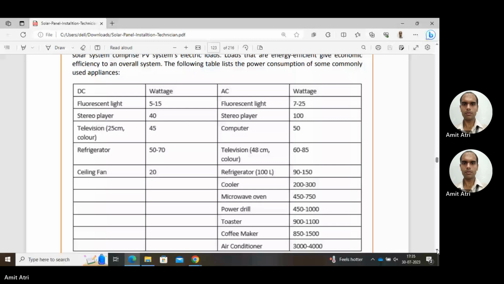This one is a 100 watt, 100 liter refrigerator. If it is a larger capacity, then the wattage will be more. That is specified by the manufacturer of the refrigerator. Then cooler, microwave, power drill, toaster, coffee maker, air conditioner. An AC consumes more than 3,000 to 4,000 watt.